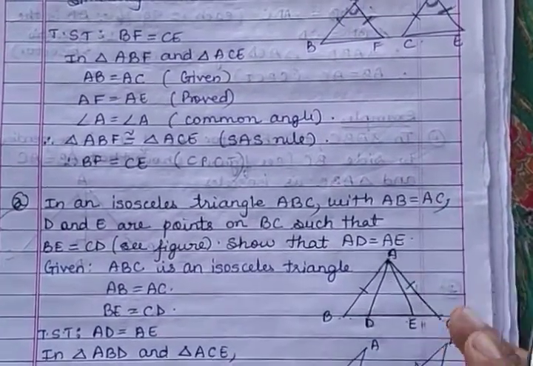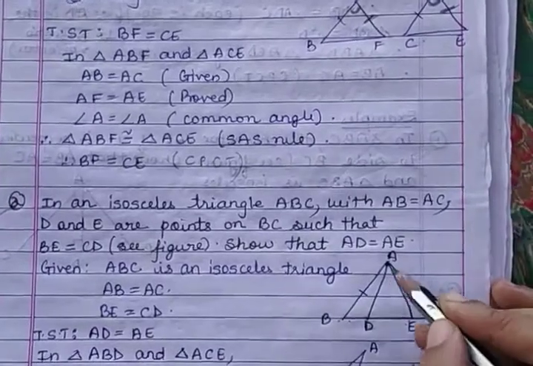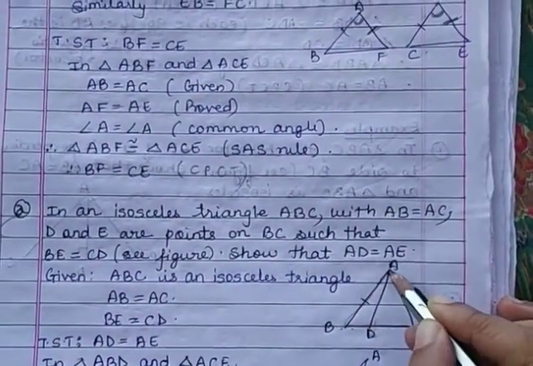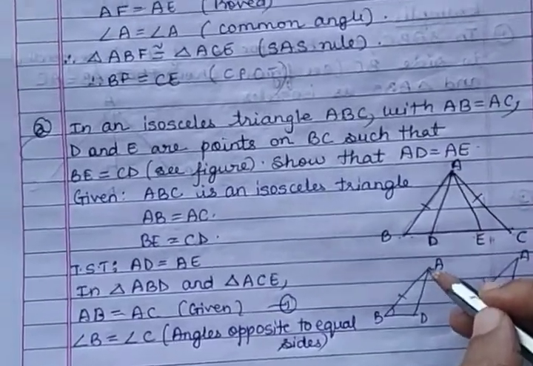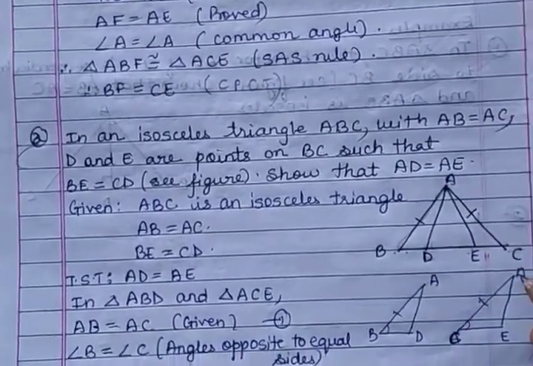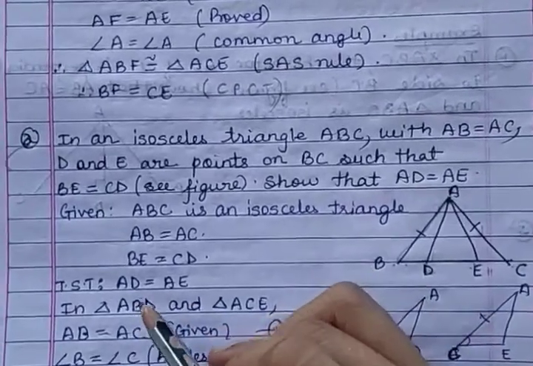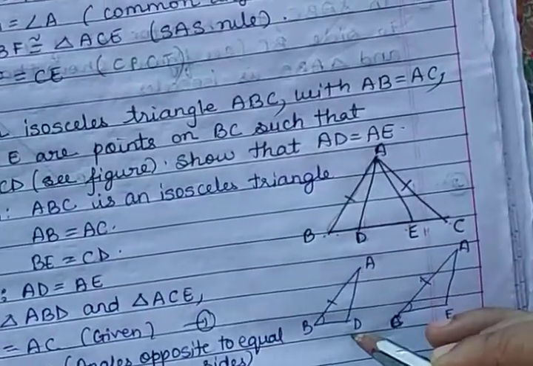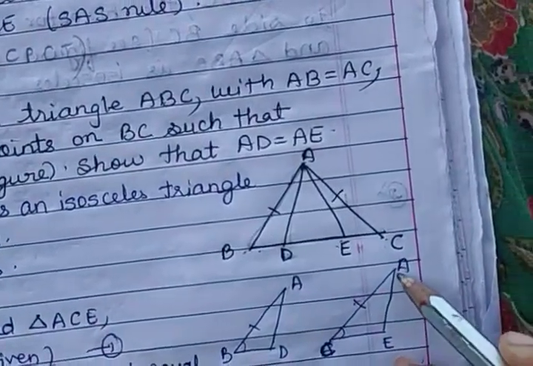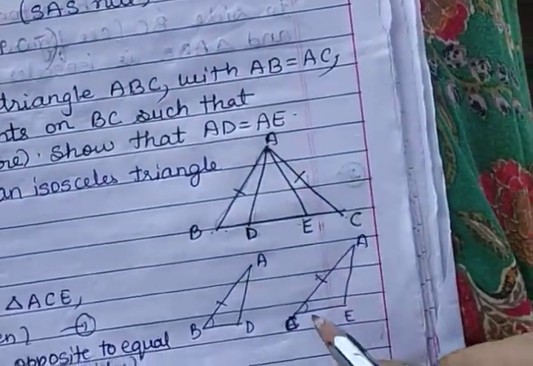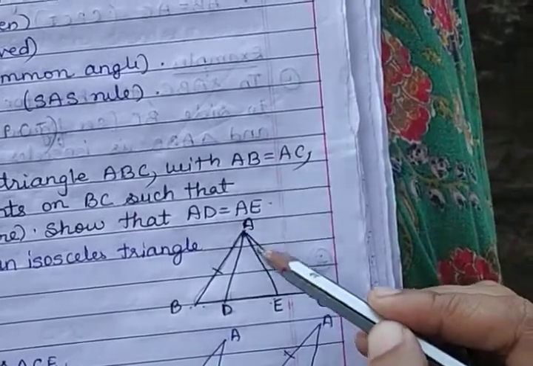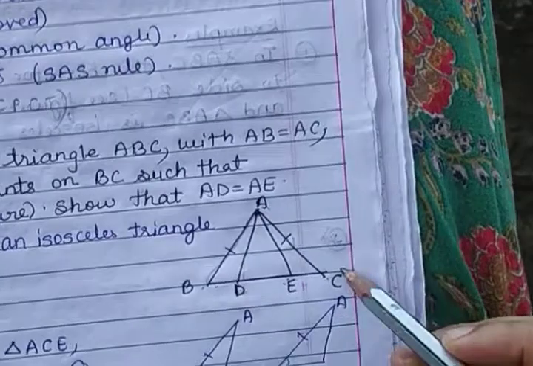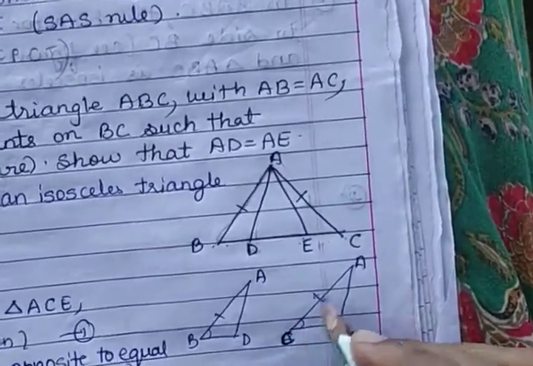So let us take the two triangles. One triangle will be ABD. Now once you fix one triangle, when you want to fix the vertices of the other triangle, you see what is to be proved: AD should be equal to AE. So wherever AD comes, there AE should come. So these two sides are fixed. So which is the third side? It is ACE, so the two triangles are ABD and ACE.